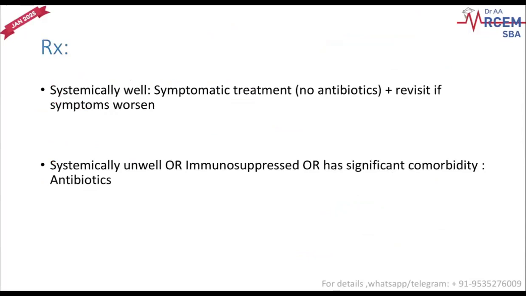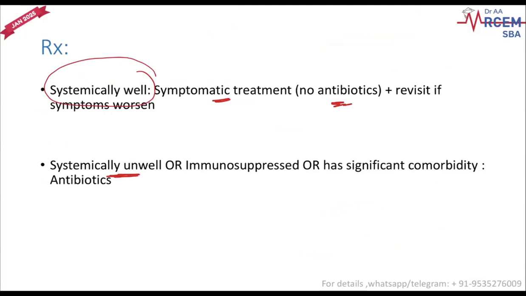What do we need to do if we are suspecting diverticulitis? See whether the patient is systemically well. If the patient is systemically well, no antibiotics are required. Ask them to come back to the emergency department if they develop symptoms. You give symptomatic treatment like a painkiller, tell them to have a high fiber diet, and that should be sufficient. You will suggest this and discharge them.